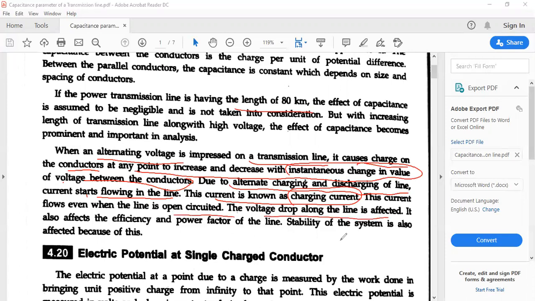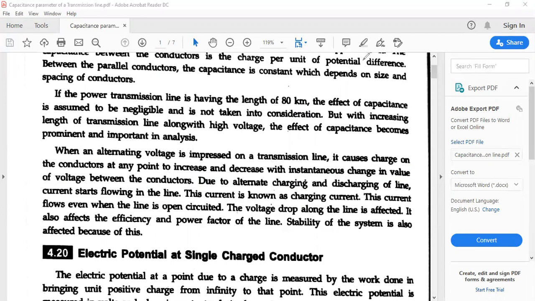The voltage drop along the line is affected, and it also causes a change in the efficiency and power factor of the line. Stability of the system is also affected because of this. So these are the reasons why AC lines are to be considered.